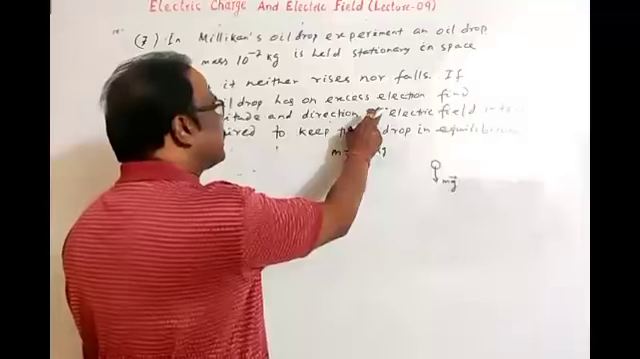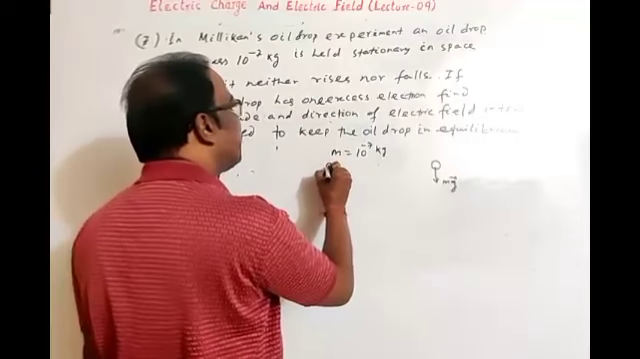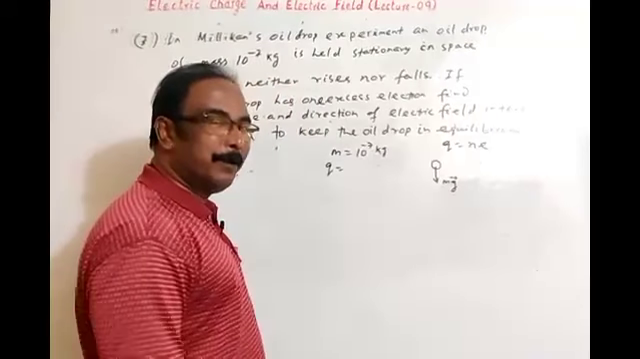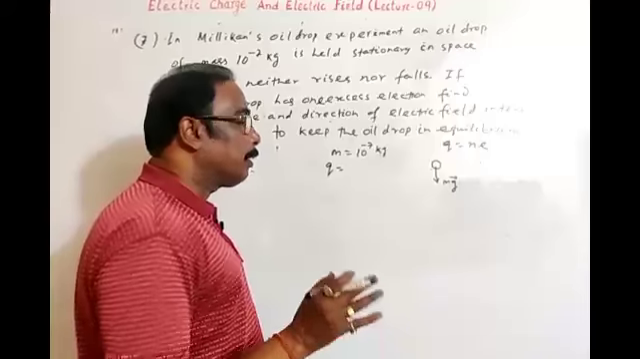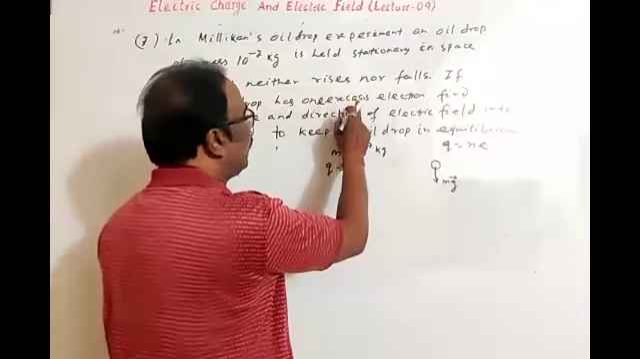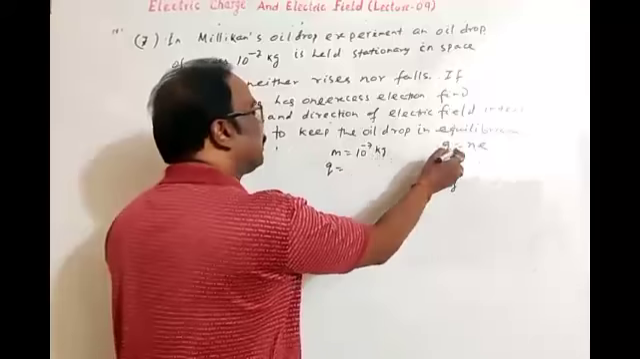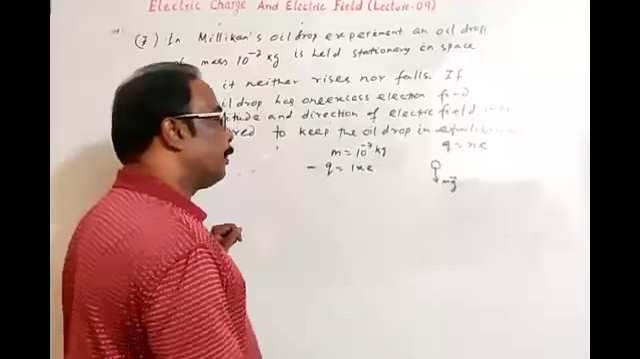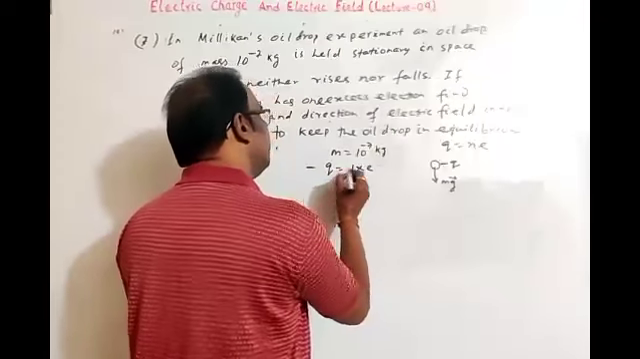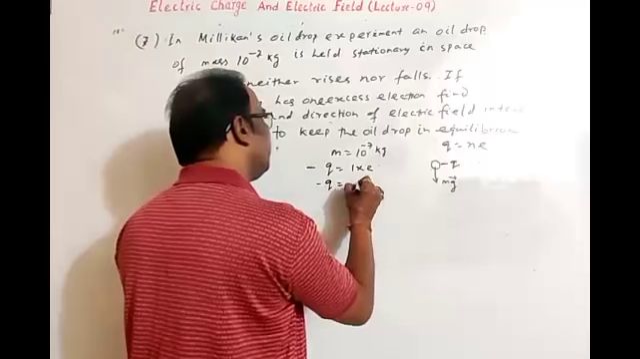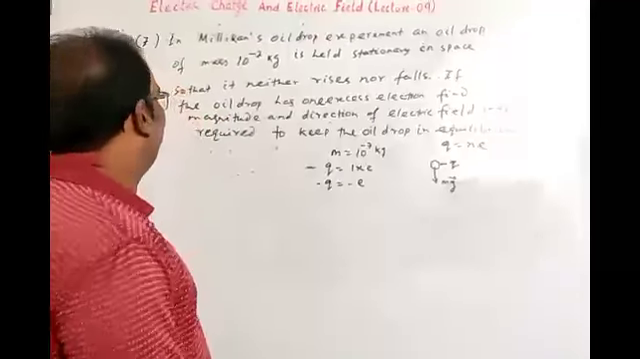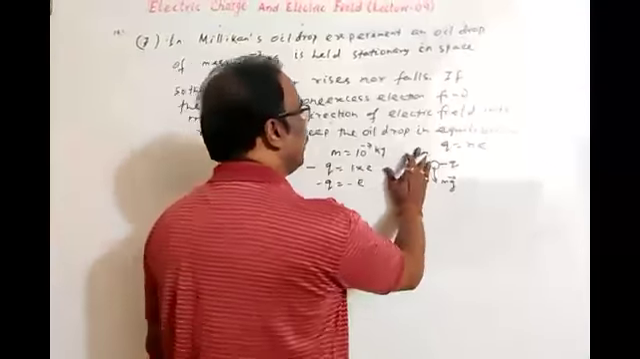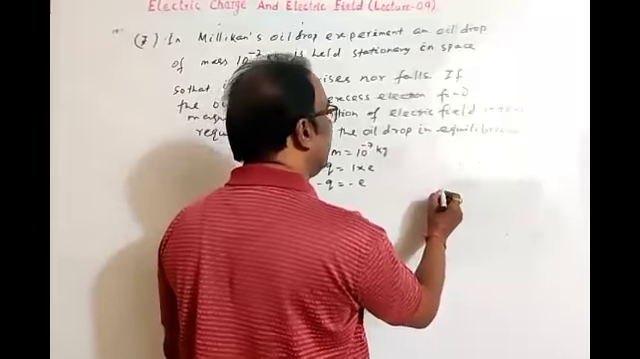If the oil drop has one excess electron, then the charge of the oil drop, as you know, is equal to Ne, where N is the number of excess electrons or deficit of electrons. Here the oil drop has one excess electron, so N is 1 and the charge is e. Obviously, due to the excess electron, the charge of the oil drop is negative, minus Q. So Q is equal to minus e. Find the magnitude and direction of the electric field intensity required to keep the oil drop in equilibrium.